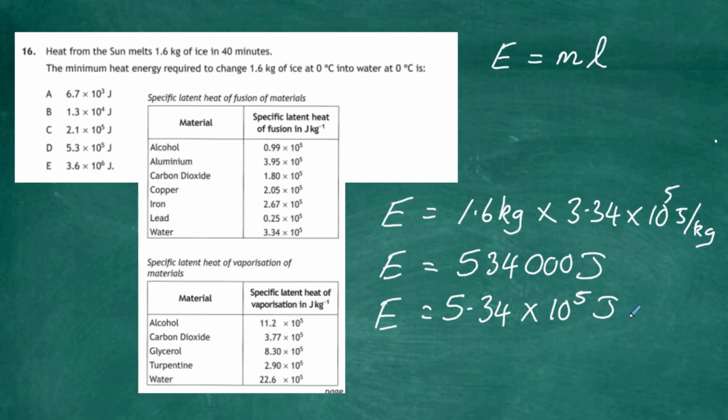And we want to keep it to two significant figures. We can round down, because it's a 4 here, to our final answer of 5.3 times 10 to the power 5 joules. And that'll be our final answer. That's going to be answer D, 5.3 times 10 to the power 5 joules. Answer D.